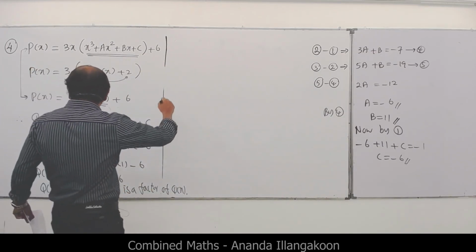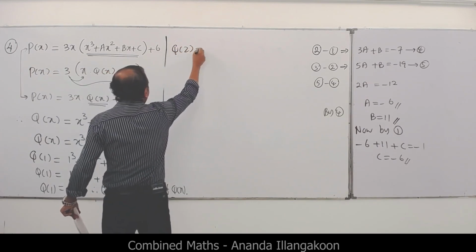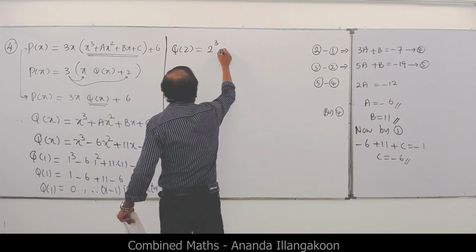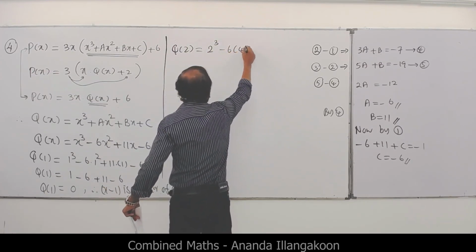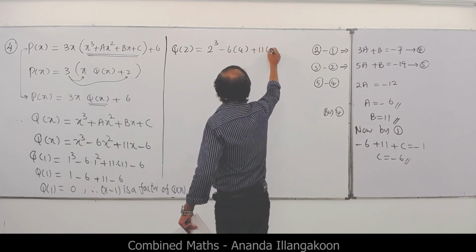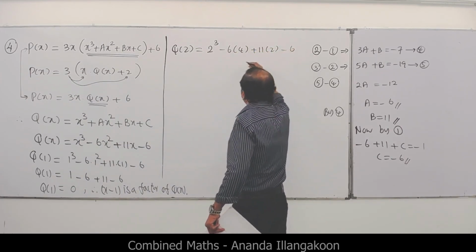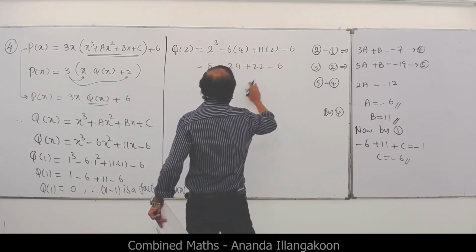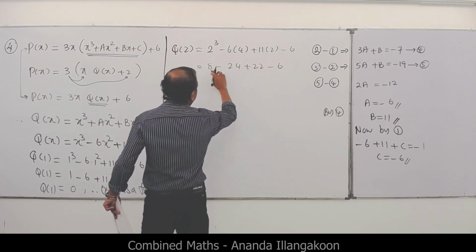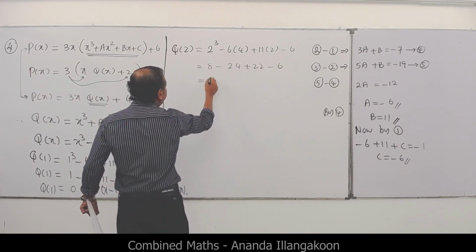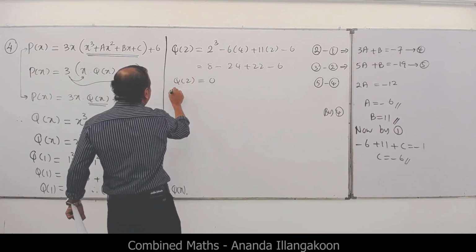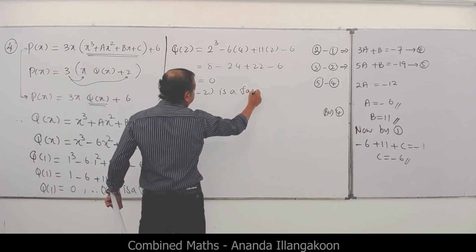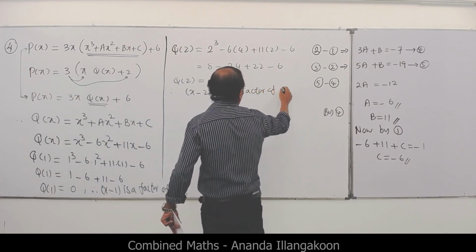When you put x equals 2, Q2, we get 2 cube, minus 6 into 2 squared which is 4, plus 11 into 2 minus 6. Here we get 8, minus 24, plus 22, minus 6. Here 30, here minus 30, 0. Q2 is 0. Therefore, x minus 2 is a factor of Qx.